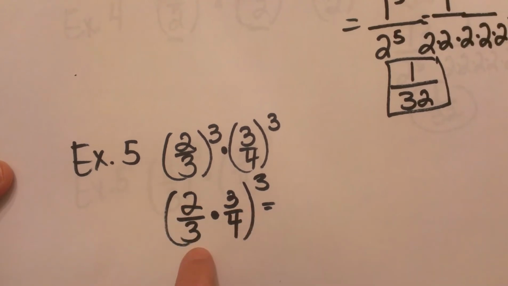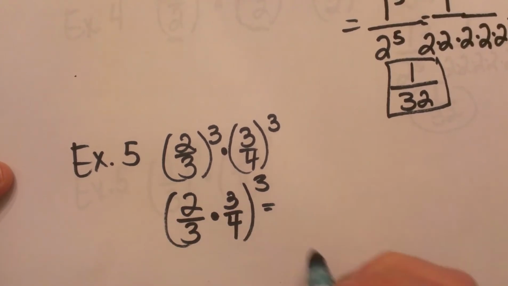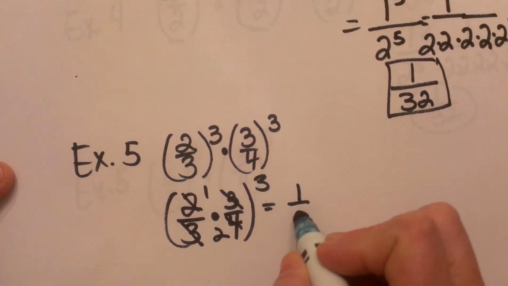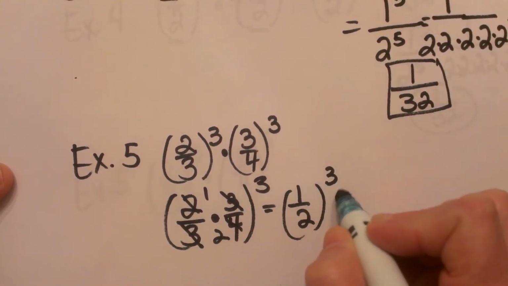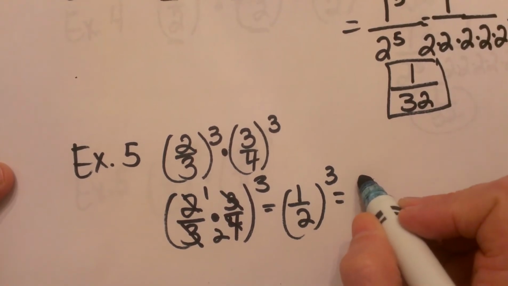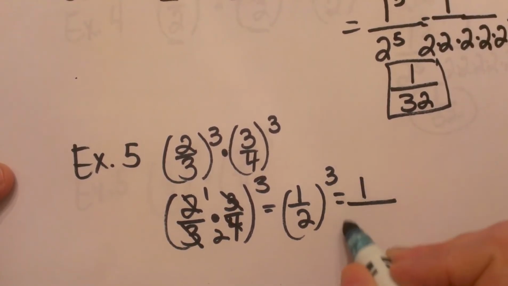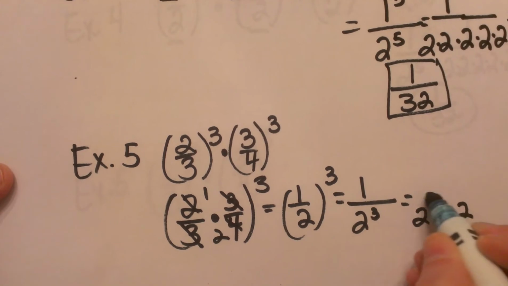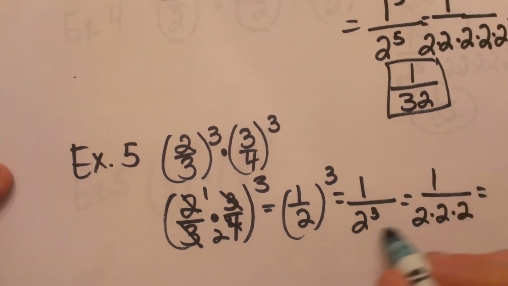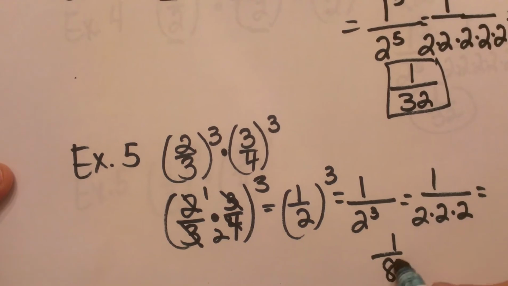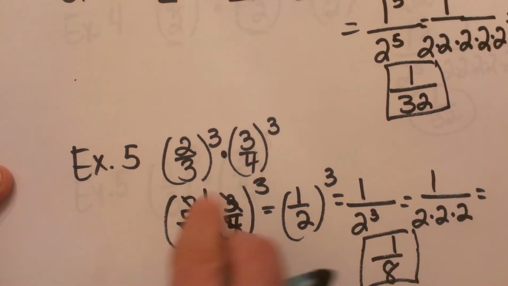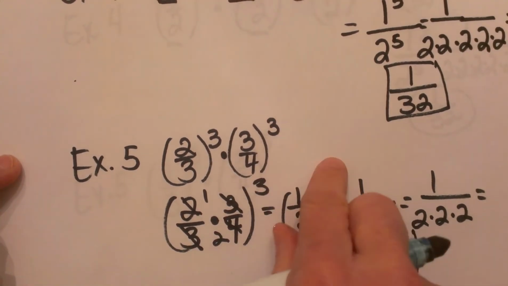So let's go ahead and simplify this. 2/3 times 3/4, I can reduce this by dividing both of these by 3, and dividing this one by 2 and this one by 2. So I end up with 1/2 to the 3rd power. Well, 1/2 cubed would be 1 times 1 times 1, which is 1, and then 2 cubed. Remember, 2 times 2 is 4, times 2 is 8. So 1/2 cubed is 1/8. So when you have different bases but the same exponents, you can multiply the bases and then cube that answer, or raise it to whatever power that is.